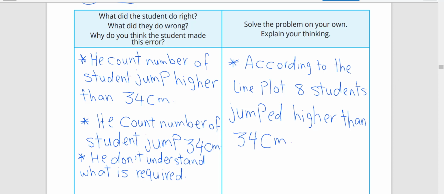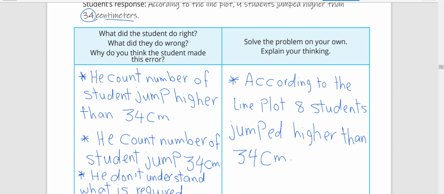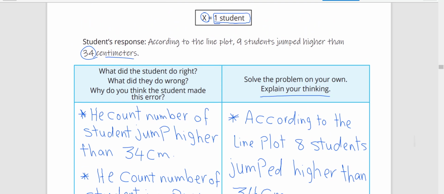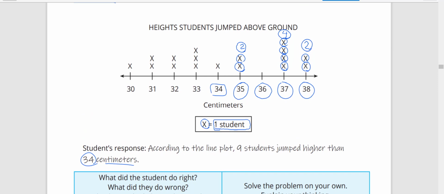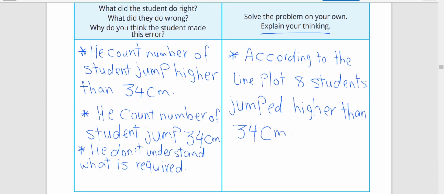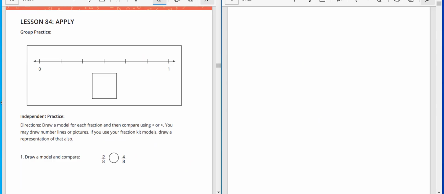Okay, solve the problem on your own, explain, think. According to the line plot, 2 plus 4 plus 2 equals 8 students jumped higher than 34 centimeters. Today we are going to study fractions, which is numerator more than 1.